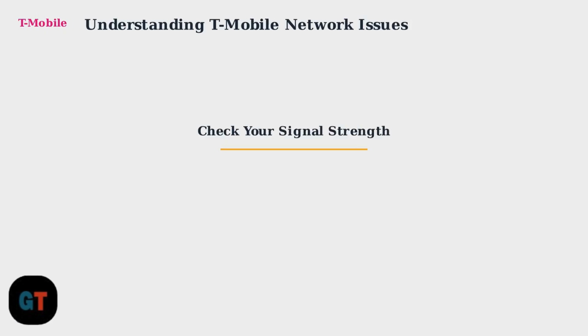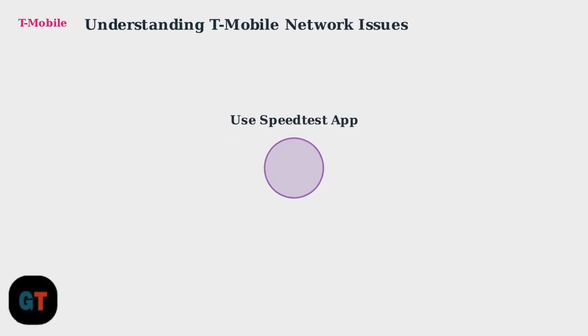Check your signal strength and use T-Mobile's coverage map or apps like Speed Test to identify potential dead zones. When experiencing network issues with T-Mobile, follow these troubleshooting steps to restore service.